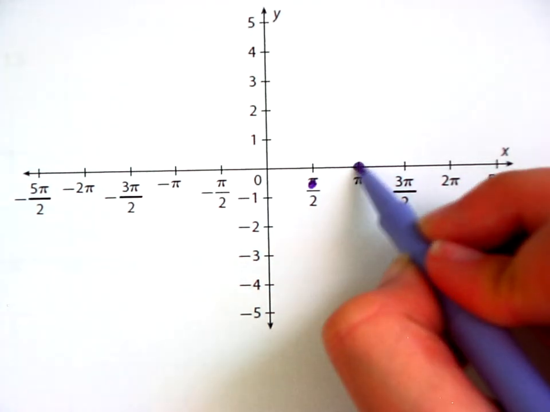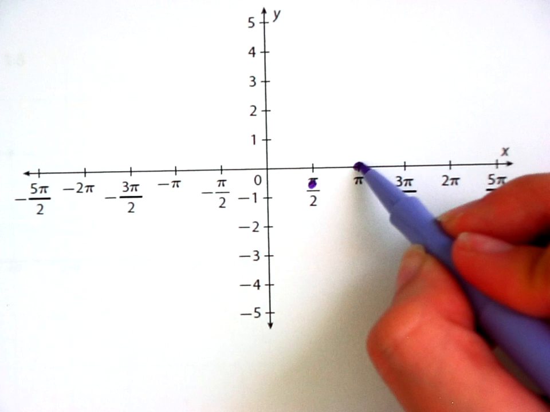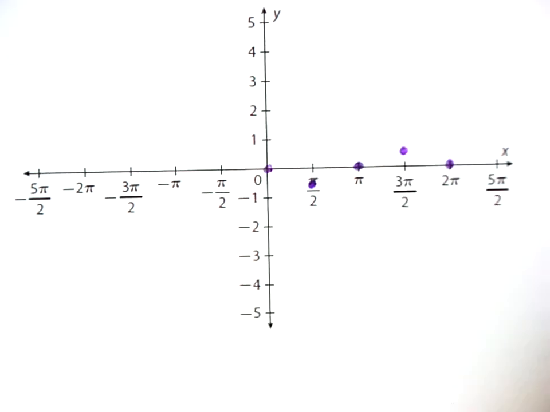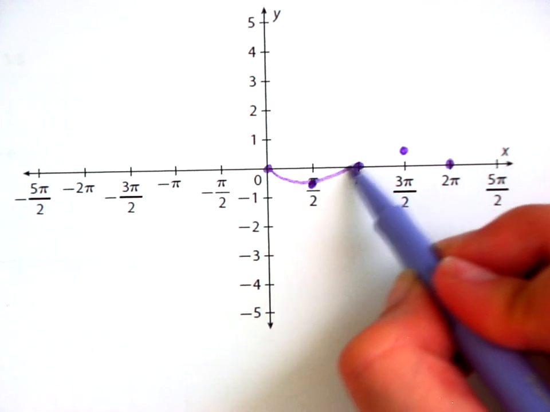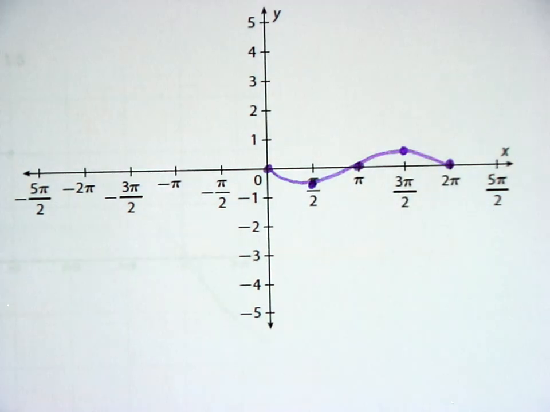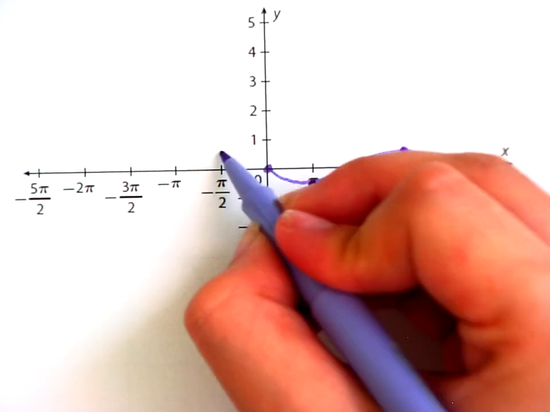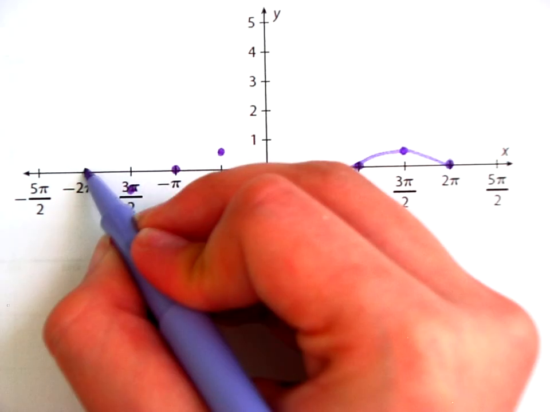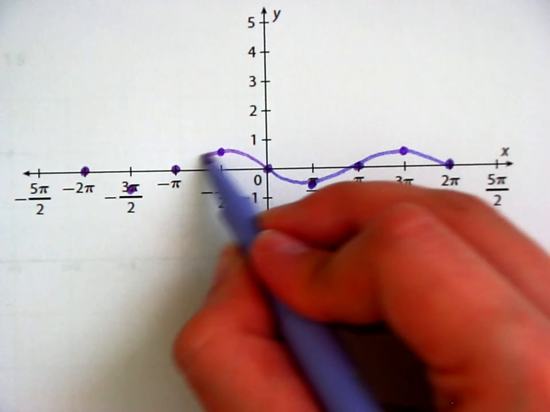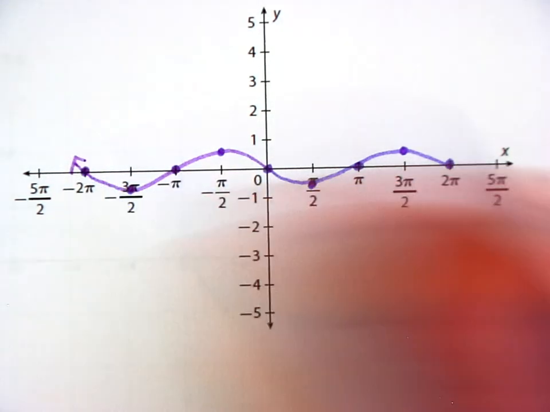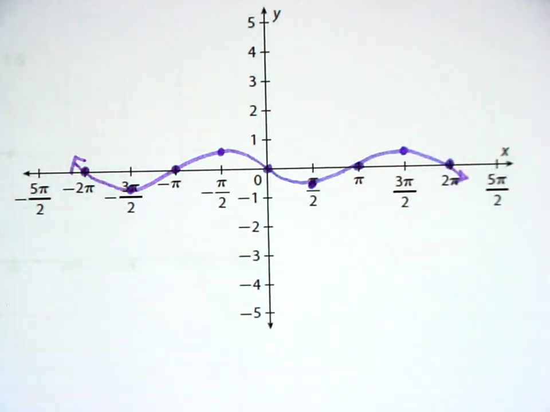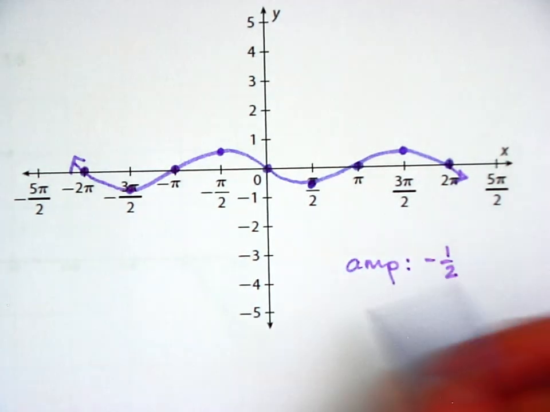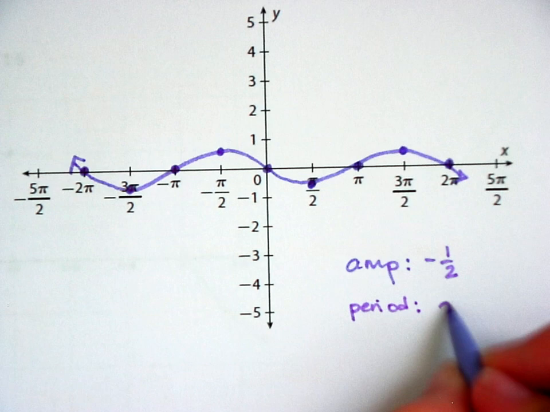Back up at pi, and then instead of going down, it's going to go up 1/2, and then back down. Okay, so you'll see this is like an upside down sine curve, and then I'm going to move in the negative direction, so we're going to go up 1/2, down to pi, down 1/2, and back to -2 pi. And completing this right here. So again, I tried to fit in 2 full periods. So this amplitude, or a value, was -1/2, and the period was still just 2 pi.